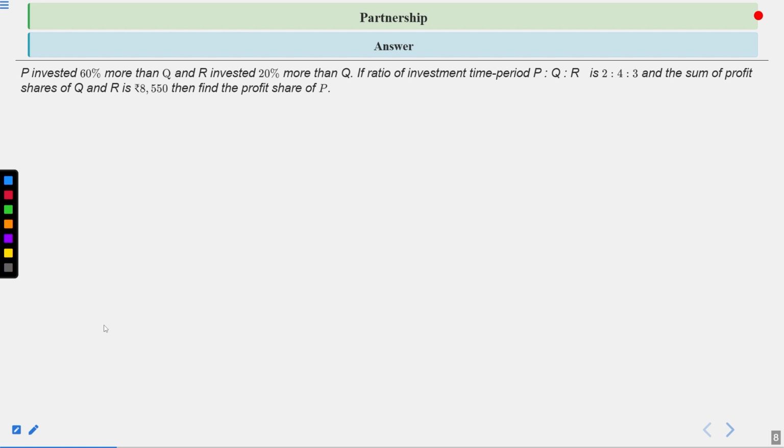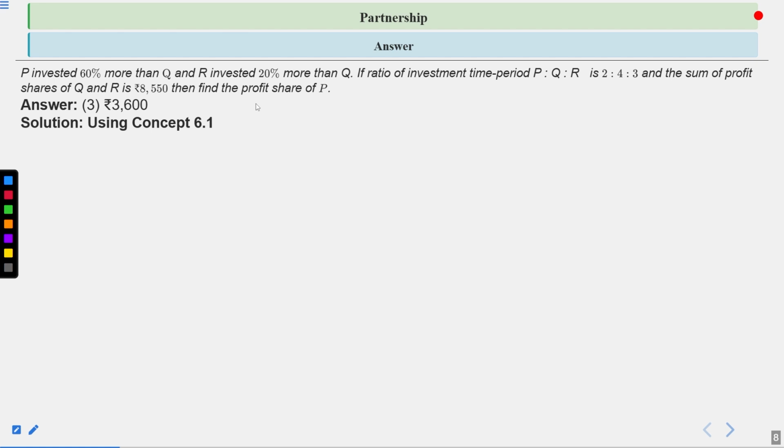So first we need to make the investment ratio of P, Q, R, because the relation is given, and then multiply by the time, and we can equate it, and then we calculate the profit share of P. So the correct answer of this question is the third one, which is 3,600 rupees.